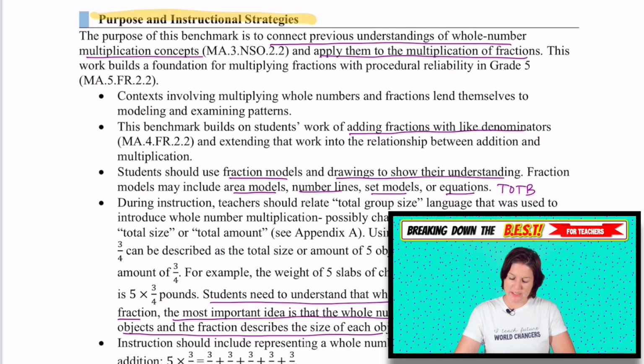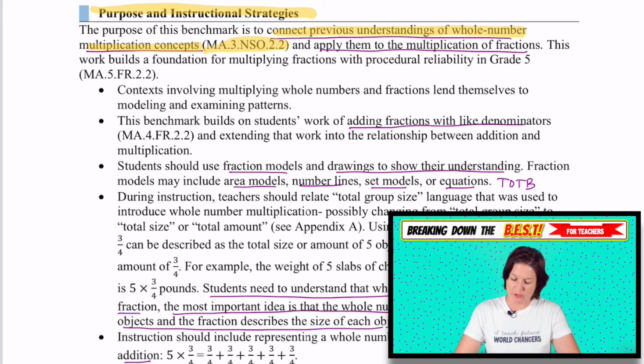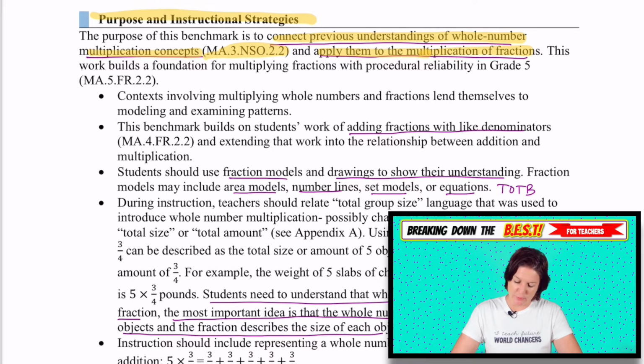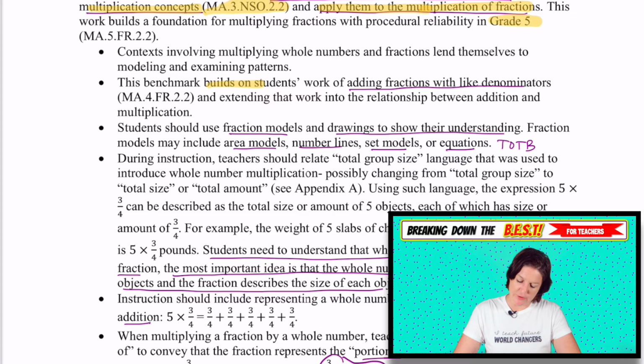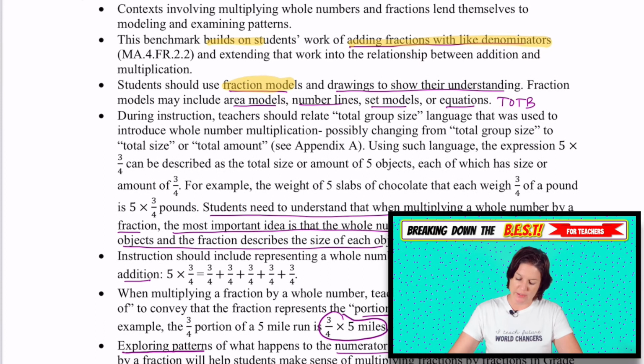Purpose and instructional strategies section, let's see what jumped out. This one says, the purpose of this benchmark is to connect previous understanding of whole number multiplication concepts, like we talked about with those 3rd grade benchmarks, and also to apply them to multiplication of fractions, which we'll get to in 5th grade. This is that bridge between 3rd grade and 5th grade. It says that this builds on the students' work of adding fractions with like denominators. We need to be using fraction models and drawings to show understanding, like area models, number lines, set models, or equation, which taking on the B.E.S.T does.